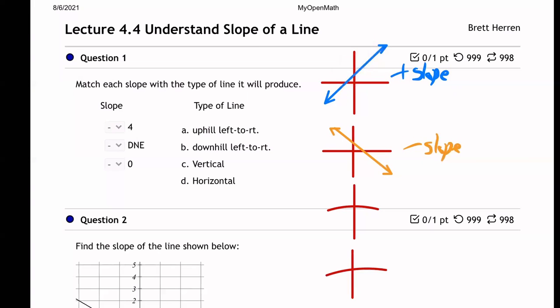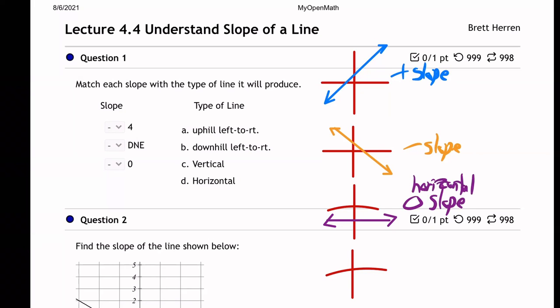Now, what about if you have a line that is flat, like that, a flat line? Well, that is a 0 slope, and that's a horizontal line, right? Like the horizon, is flat. That's a horizontal line, 0 slope, because it doesn't go up at all. You know what I mean?